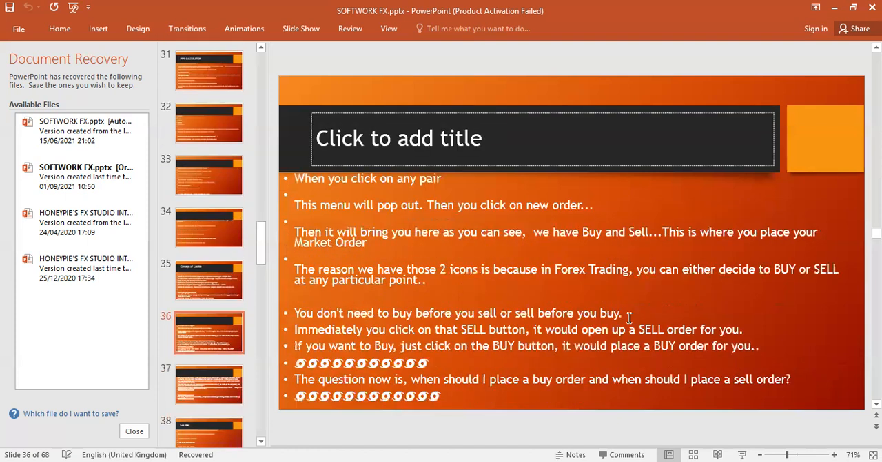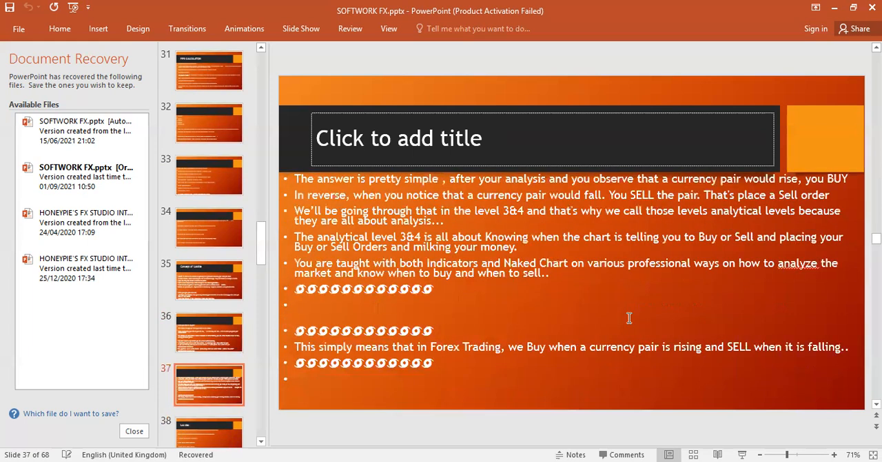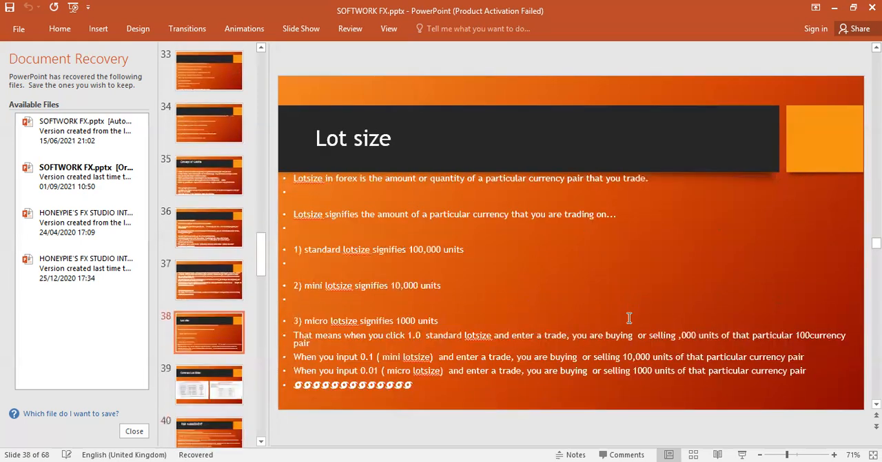This is just, like I said, laying a foundation of what you are expecting in the days ahead. Like I said, the lot sizes, we have a standard lot size, a mini lot size, and a micro lot size.